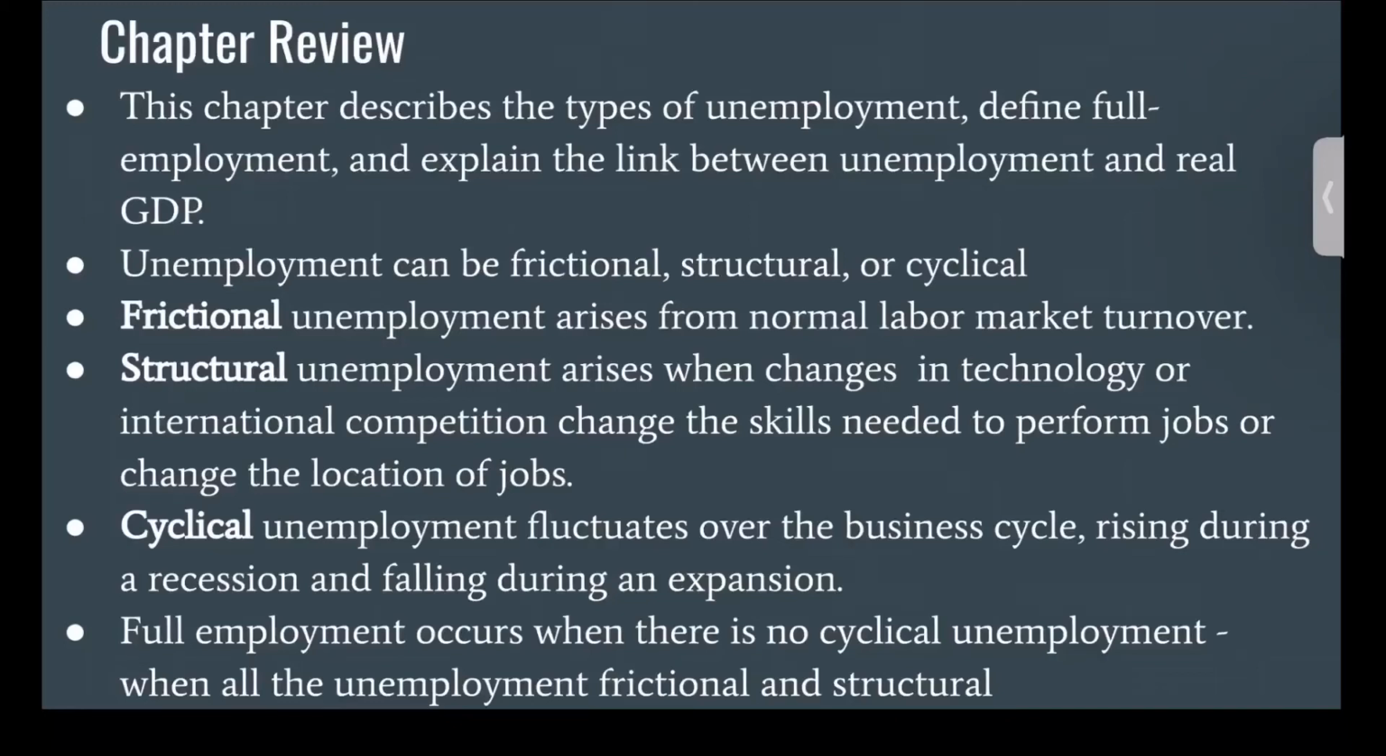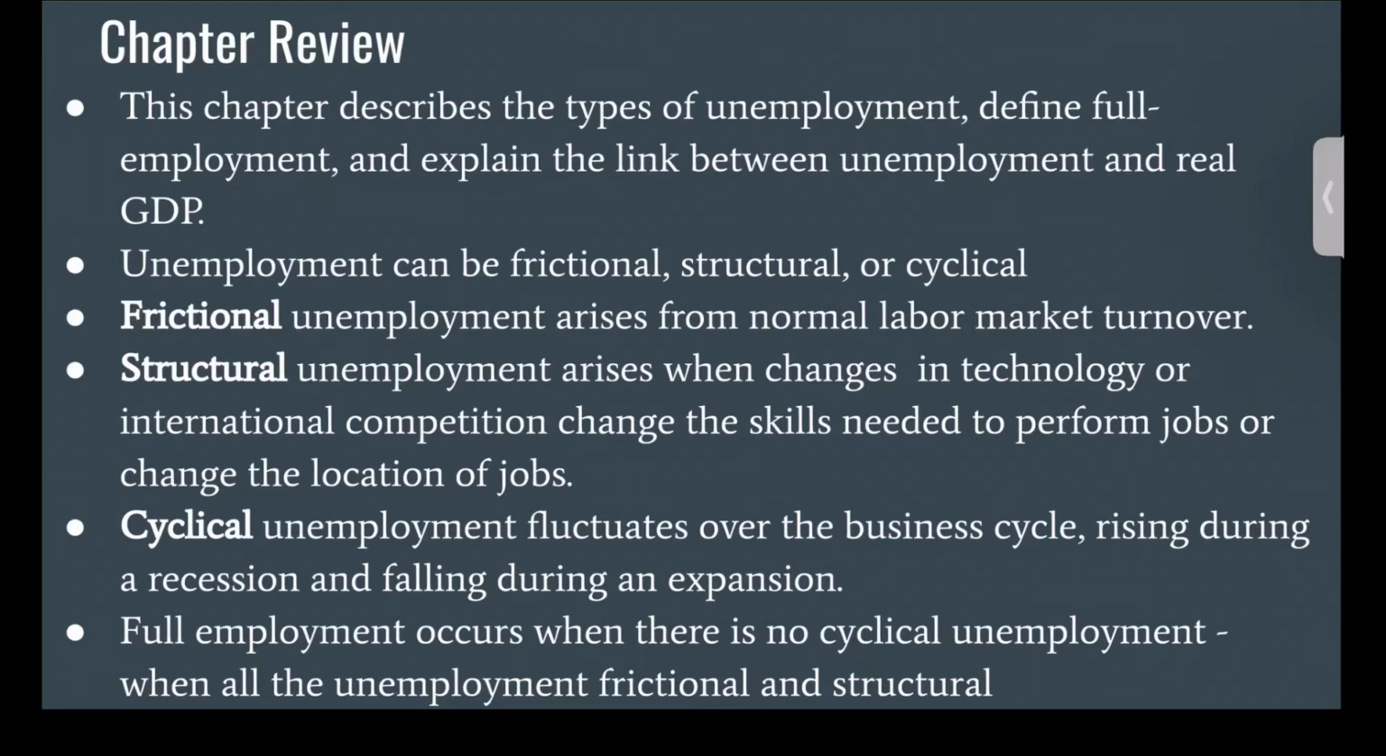Chapter review. This chapter describes the types of unemployment, defines full employment, and explains the link between unemployment and real GDP. Unemployment can be frictional, structural, or cyclical. Frictional unemployment arises from normal labor market turnover. Structural unemployment arises when changes in technology or international competition change the skills needed to perform jobs or change the location of jobs. Cyclical unemployment fluctuates over the business cycle, rising during a recession and falling during an expansion.